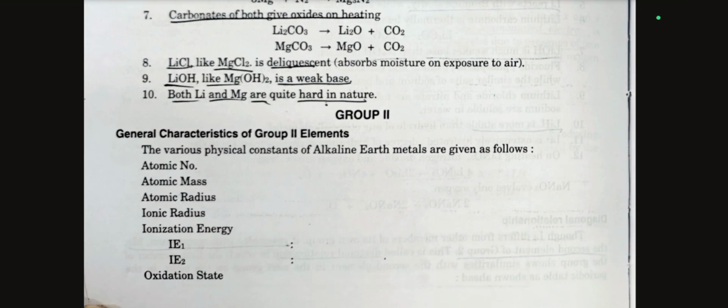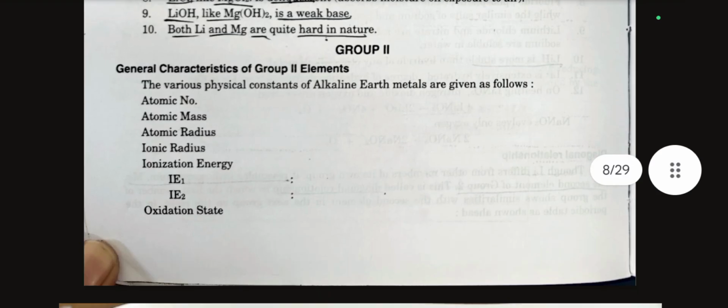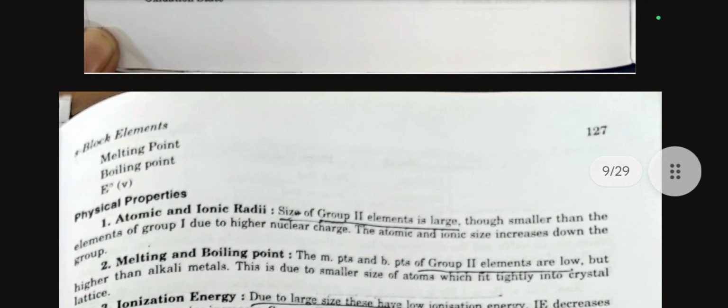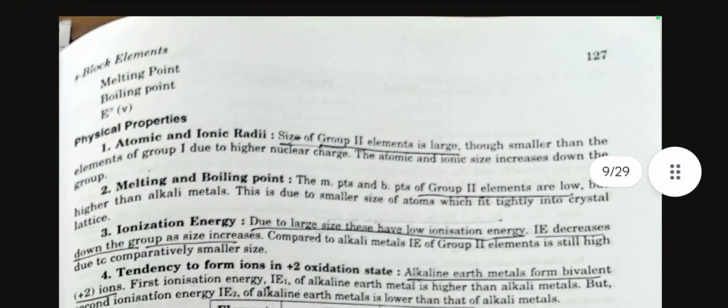The various physical constants of the alkaline earth metals are atomic number, atomic mass, atomic radius, ionic radius, ionization energy, oxidation state, melting point, and boiling point. Now we will discuss the physical properties. Atomic and ionic radii: the size of Group 2 elements is large, though smaller than the elements of Group 1 due to higher nuclear charge. The atomic and ionic size increases down the group.